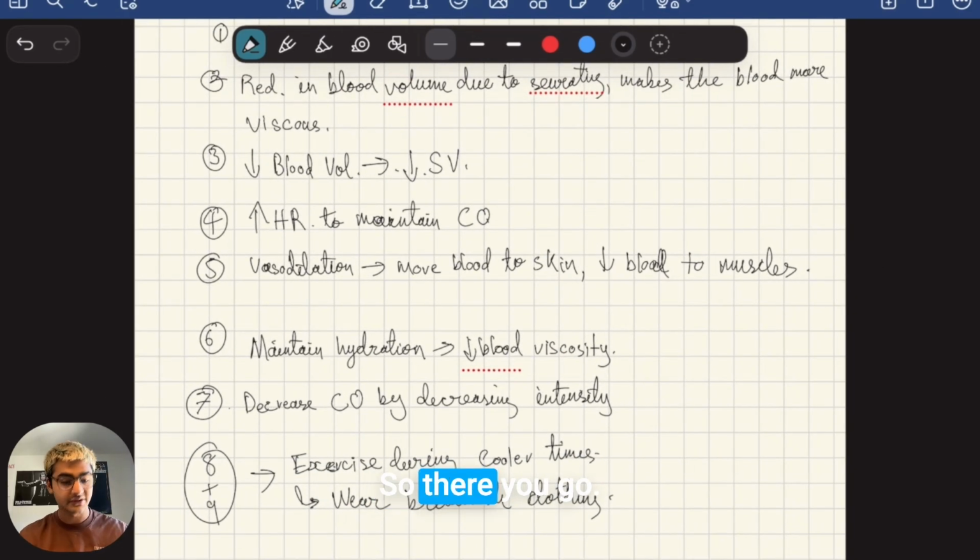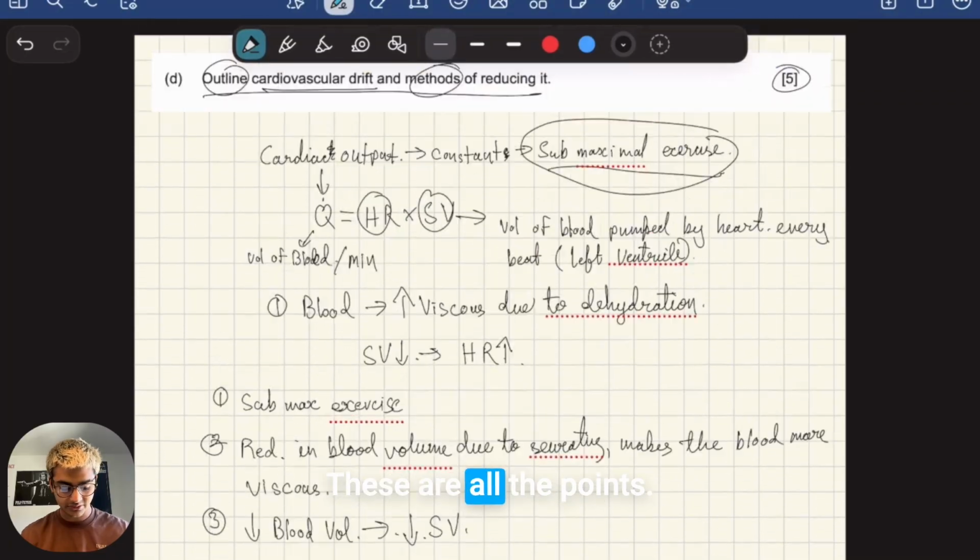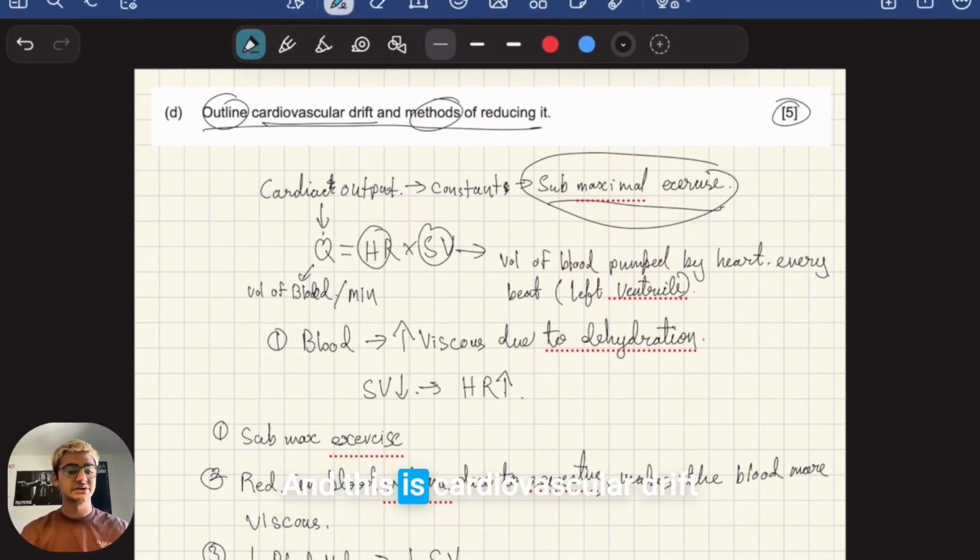So there you go. These are all the points, and this is cardiovascular drift.